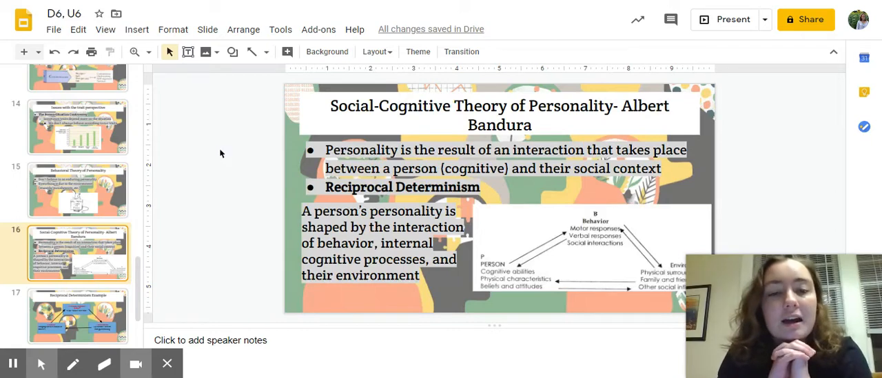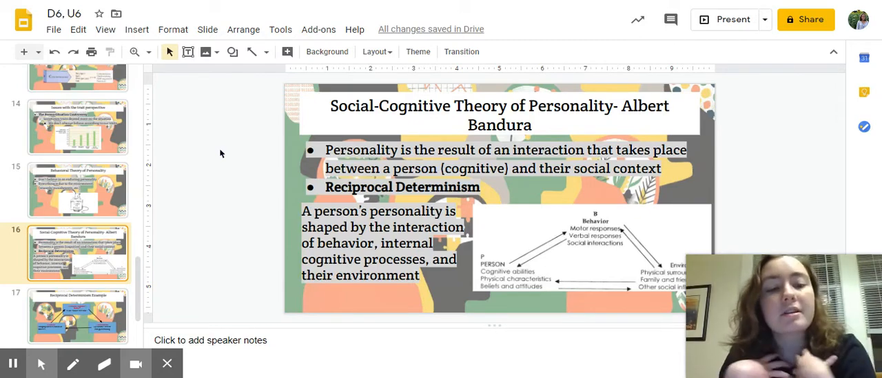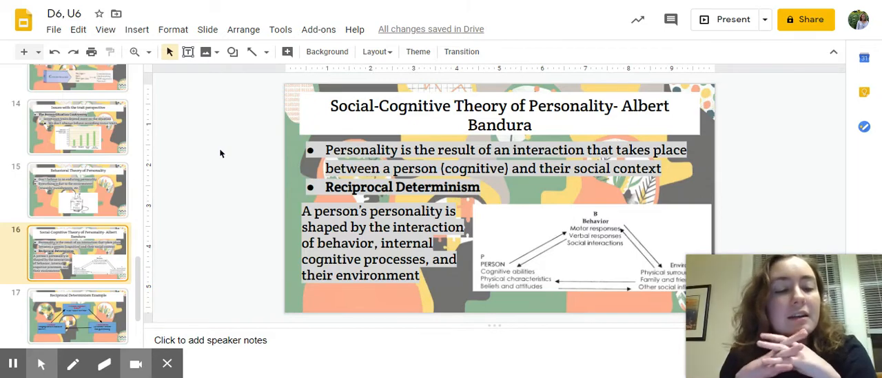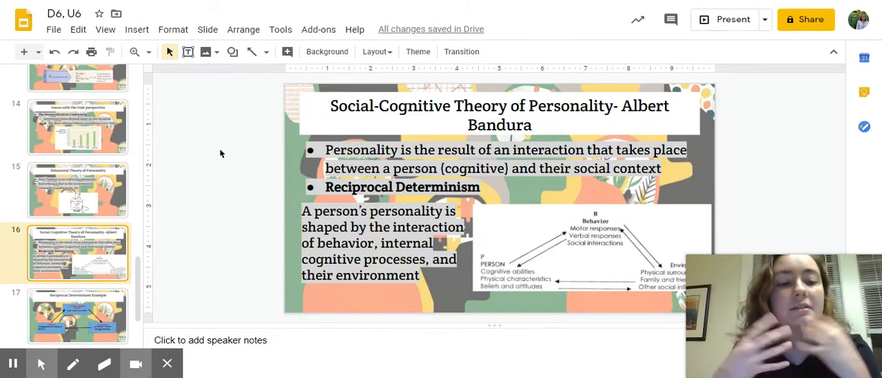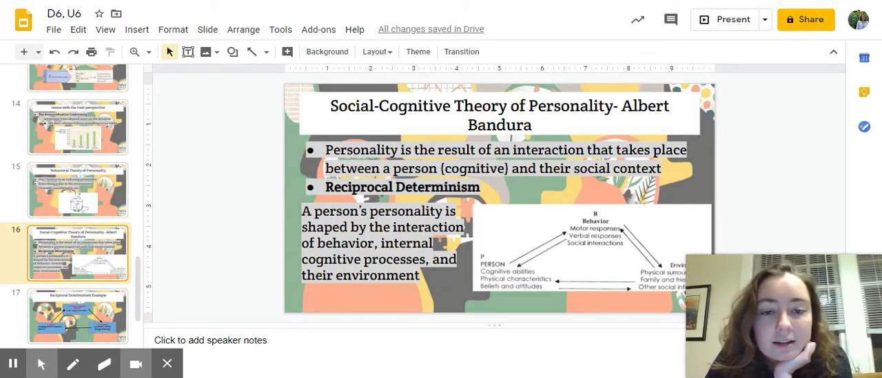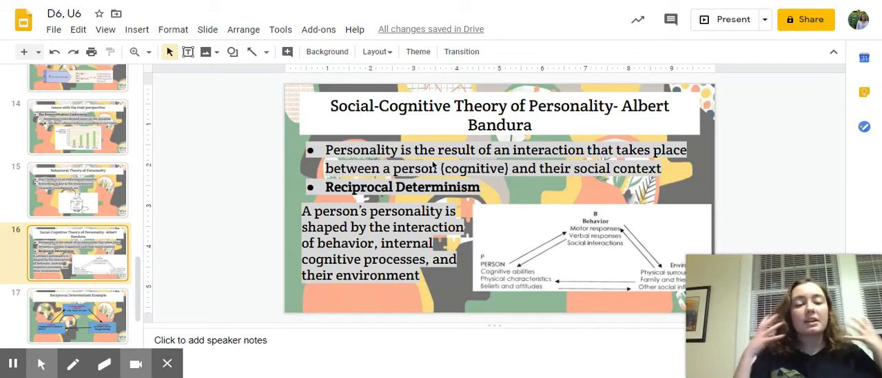So now we got social cognitive. So again, these are the people who are saying that, yeah, there's maybe some cognitive component to our personalities, but there also is that important social component, and that our environments do have an important role in determining our personality. So they're saying that social cognitive, right, is an interaction that takes place between a person, so your cognitive thinking and internal processes, and their social environment.